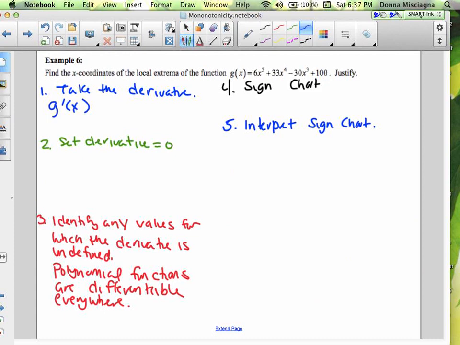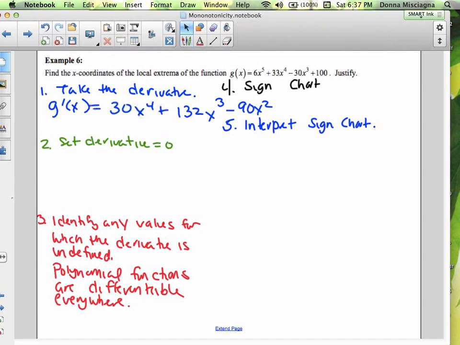All right, so g prime of x is equal to 30x to the 4th plus 132x cubed, I did not give myself enough space, I'm crowding this over here, minus 90x squared, and that's it. Because the derivative of 100 would just be 0.